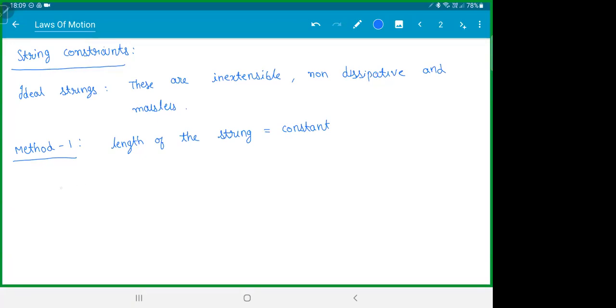Now, what is this first method? Consider we have a pulley here. We have a block A and we have a block B. Let this length be X and let this length be Y. So we know X plus Y is equal to L, where L is the length of the string. Now, no matter how much A and B move, the length of the string will not change. So differentiate with time.